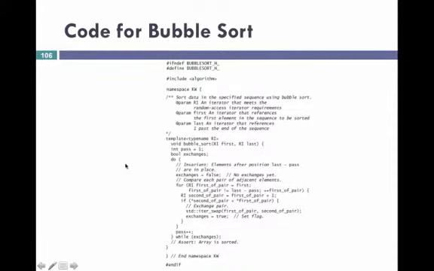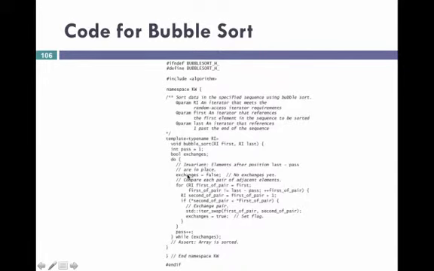Here's some C++ code for a bubble sort. Here's our bubble sort routine. It takes as input a random access iterator first, and then last is an iterator that represents one past the end of the sequence. And here's our do while loop. Basically, the elements after position last minus pass are in place.